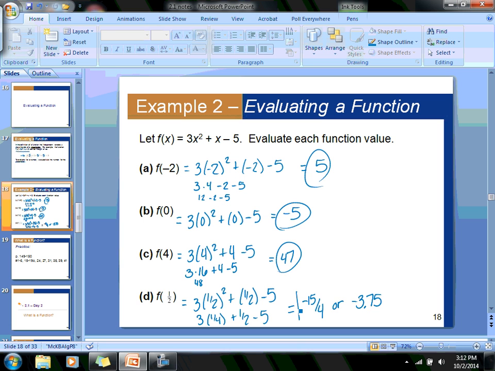And you can leave your answer as an improper fraction. If you wanted to write it as negative 3 3/4 as a mixed number, you could. Just make sure if you leave your answer as an improper fraction that it's reduced all the way.